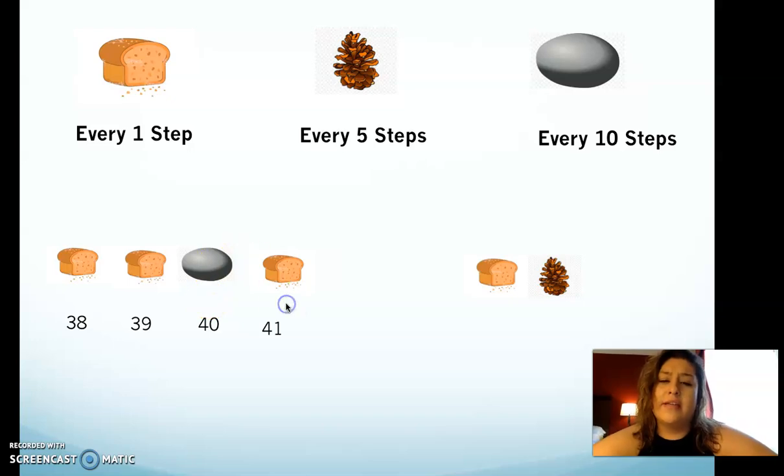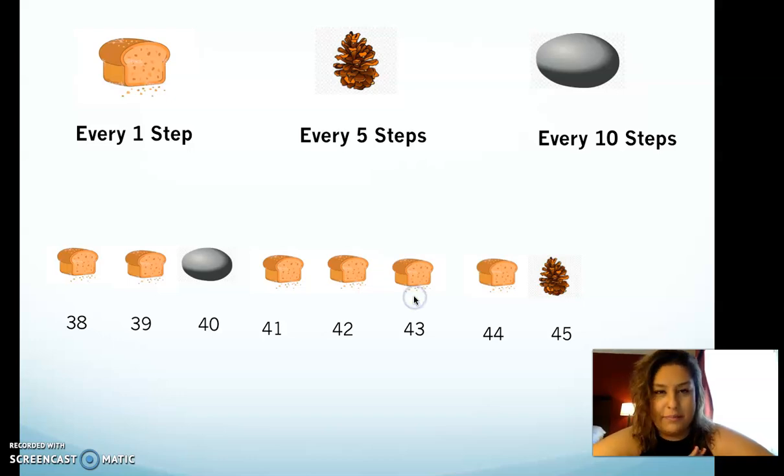Okay, then I took 1 more step. 41, 42, 43, 44, 45. So from here to here, I took 5 steps, which is why we ended with the pine cone. But what do I put in the missing spots? Well, from here to here was only 1 step, so I should put what? A breadcrumb. Now from here to here was also just 1 step, so I should also put another breadcrumb.